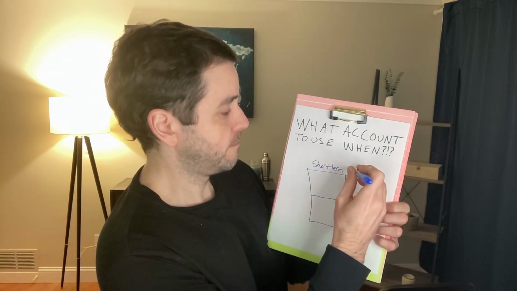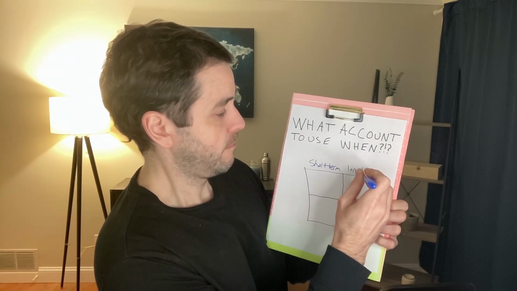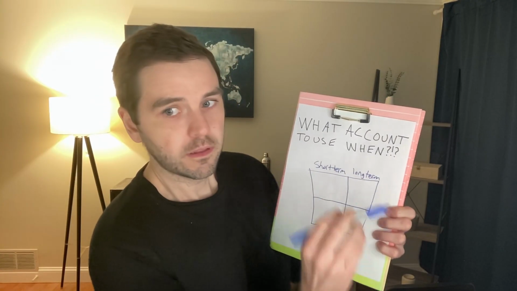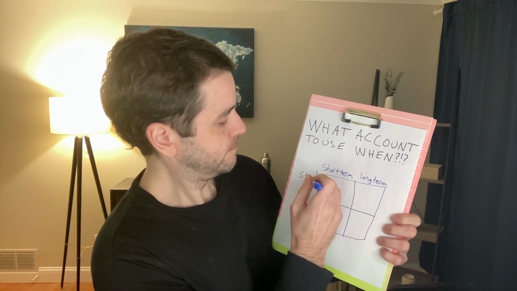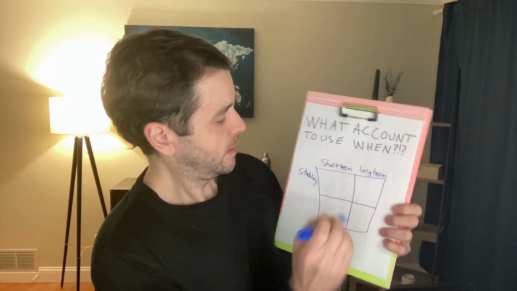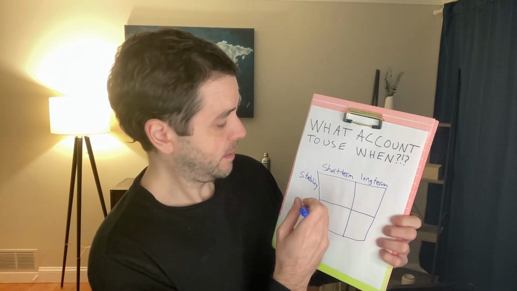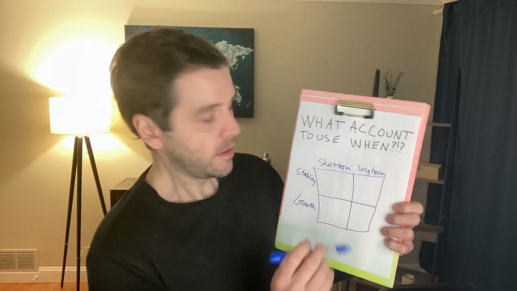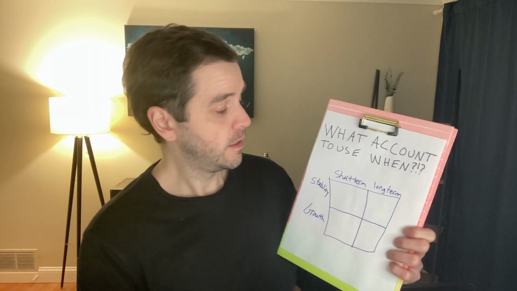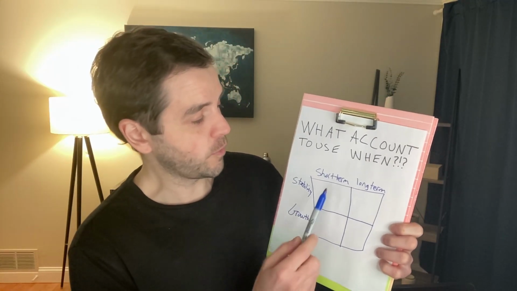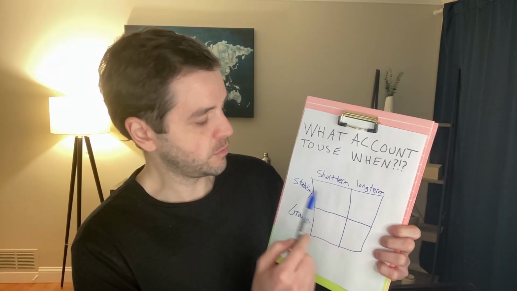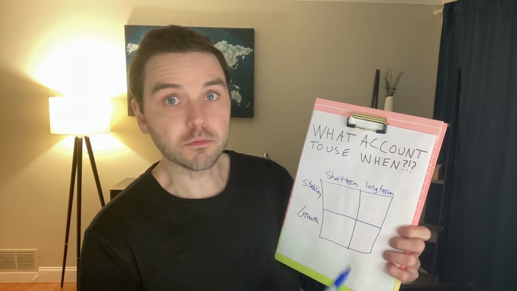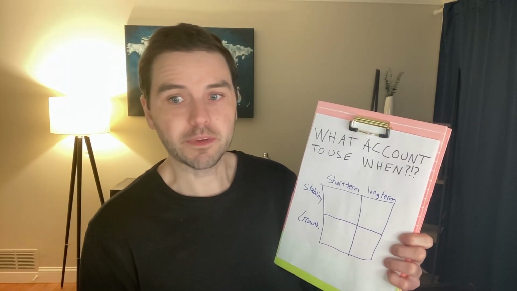short term, long term, stability, and growth. Okay? So if you think about it, we'll have 4 quadrants. We'll have a short-term stability, long-term stability, short-term growth, long-term growth. Okay? That makes sense, right?